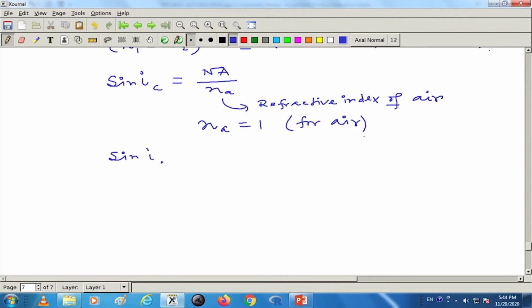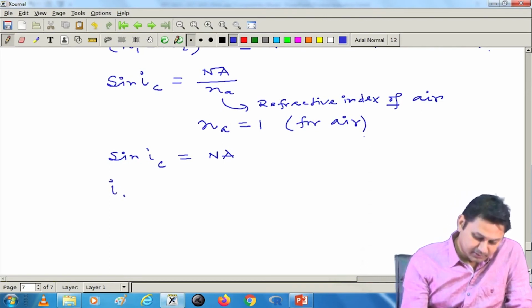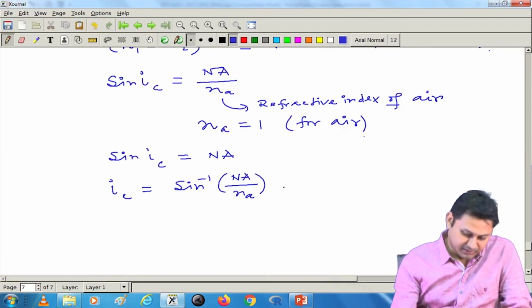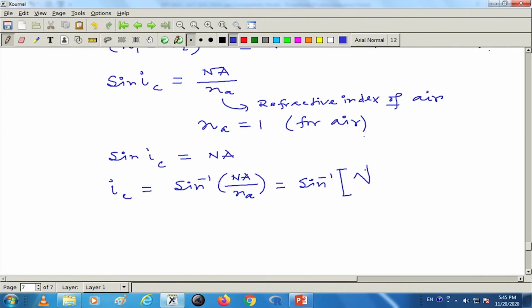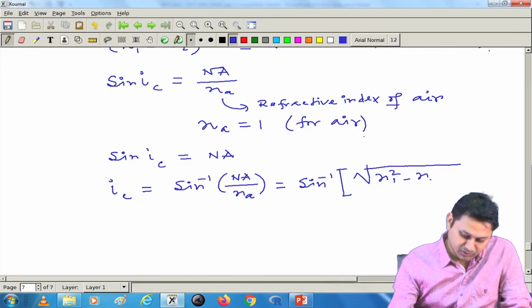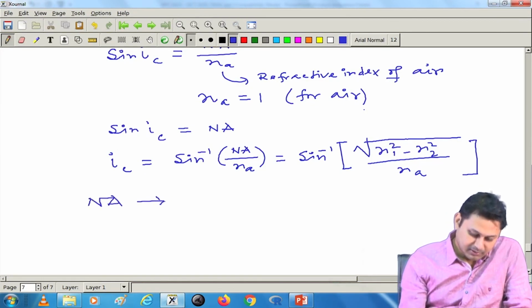sin IC equal to NA, where NA is the numerical aperture. So IC, which is the acceptance angle, is simply sin inverse NA divided by the refractive index of the air. If I write completely, what is the form? It should be sin inverse of N1 square minus N2 square, whole to the power half, divided by na. So one can see that the value of the NA is defined as N1 square minus N2 square whole to the power half.